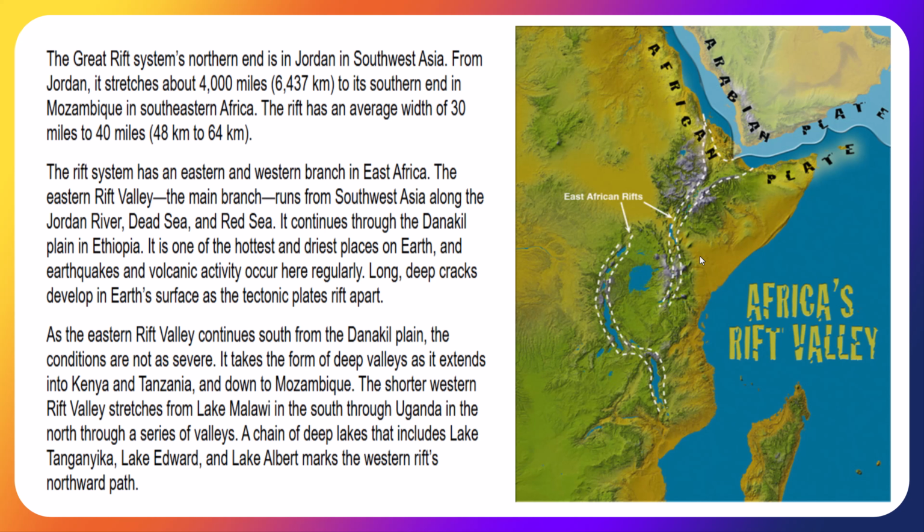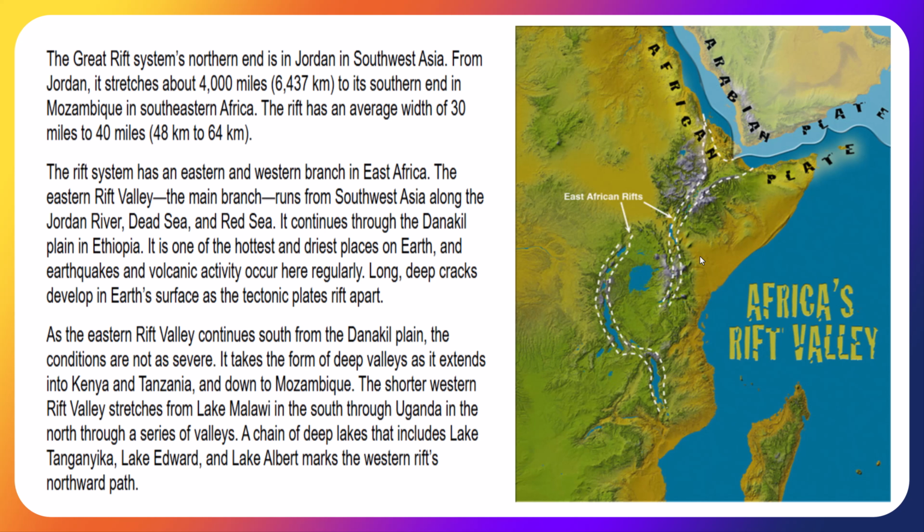The shorter Western Rift Valley stretches from Lake Malawi in the south through Uganda in the north through a series of valleys. A chain of deep lakes that includes Lake Tanganyika, Lake Edward, and Lake Albert marks the Western Rift's northern path.